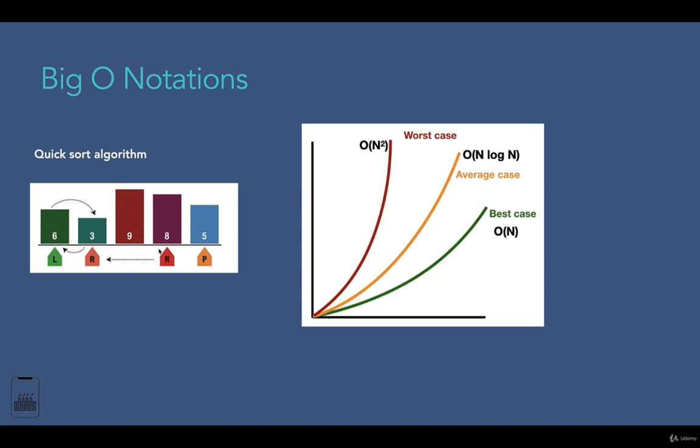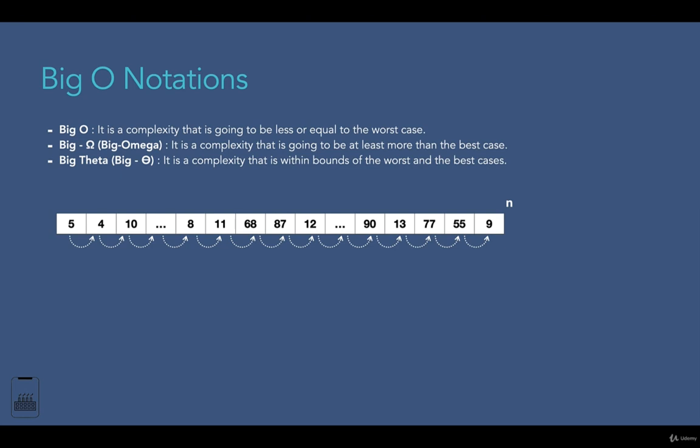Now to express the different scenarios of an algorithm, there are different big O notations. Now the first one is big O. It's a complexity that's going to be less than or equal to the worst case. For example, if you want to sort 1000 numbers, big O measures the maximum time that we need for this sorting. Let's say we need a maximum of 10 seconds to execute this algorithm. This means that we will never exceed 10 seconds. So it can be 8 seconds, 9 seconds, but we will never exceed 10 seconds.